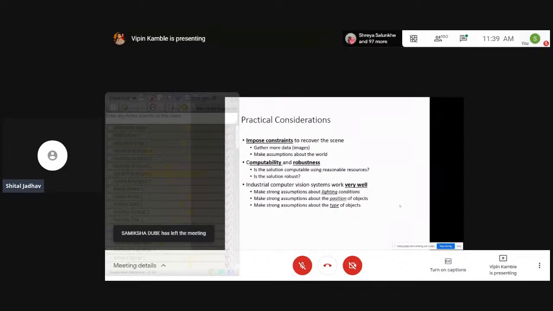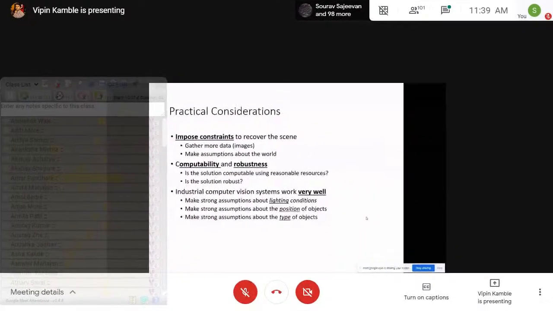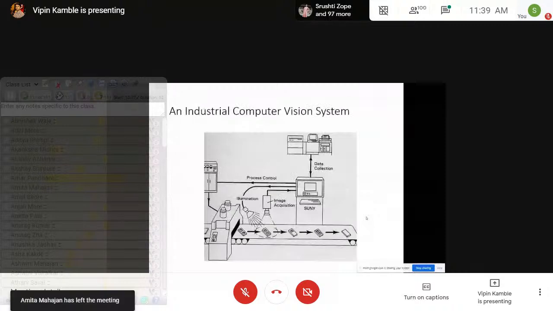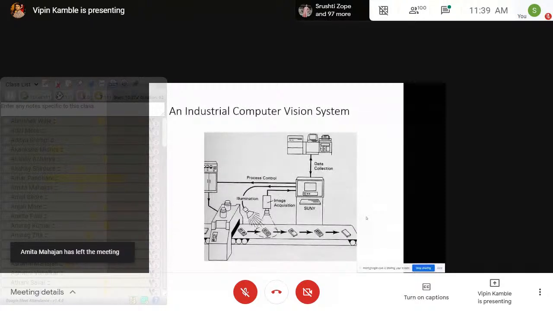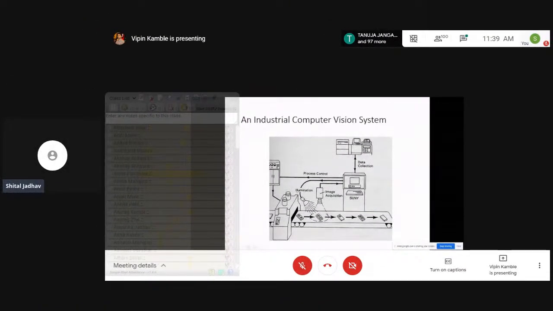And industrial computer vision systems work well because they use very strong lighting conditions. The objects are positioned properly, and the objects are categorized beforehand. Okay, so this is an industrial computer vision system in which we are trying to recognize which object is there. You can see that an illumination bulb is present, which will ensure that sufficient lighting is there. But when we take normal images or shoot a video, we don't bother about these things.